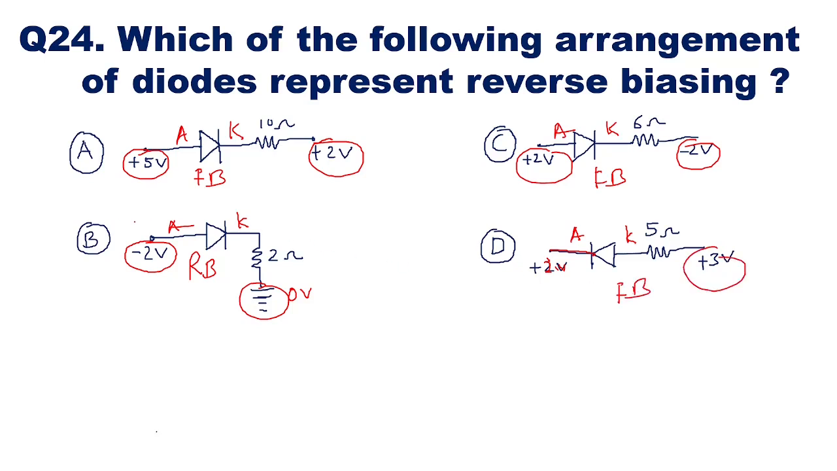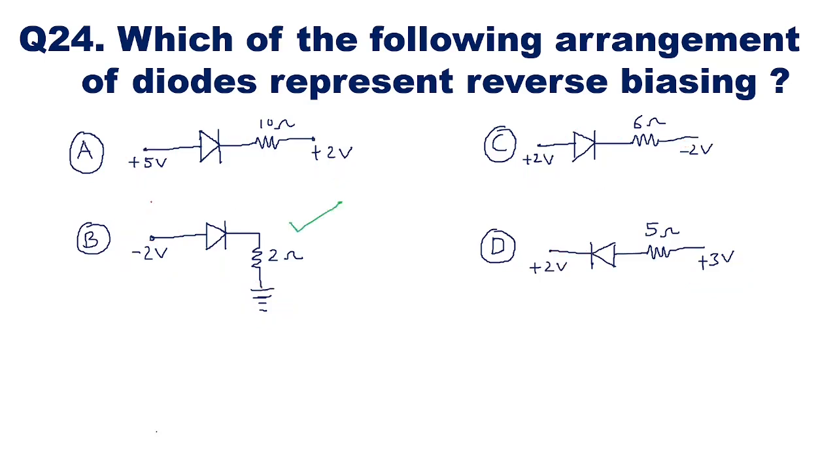So here option B, where the anode is minus 2 volt and the cathode is ground, is the one providing reverse biasing. So for the question, which of the following arrangements of diode represents reverse biasing, option B is the right answer. Then we'll go to the next question.